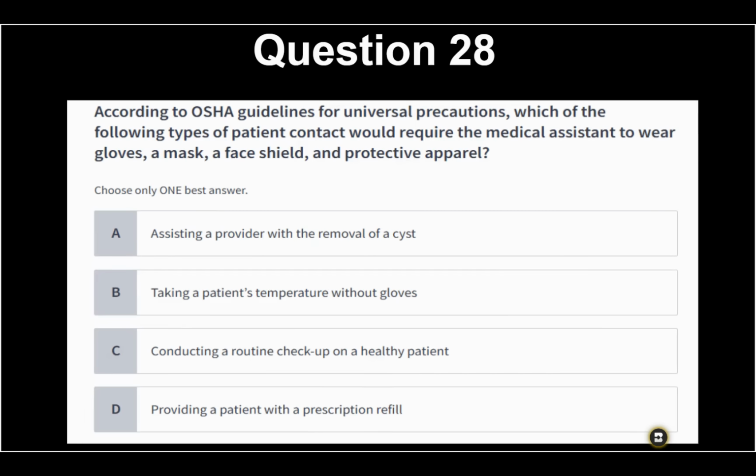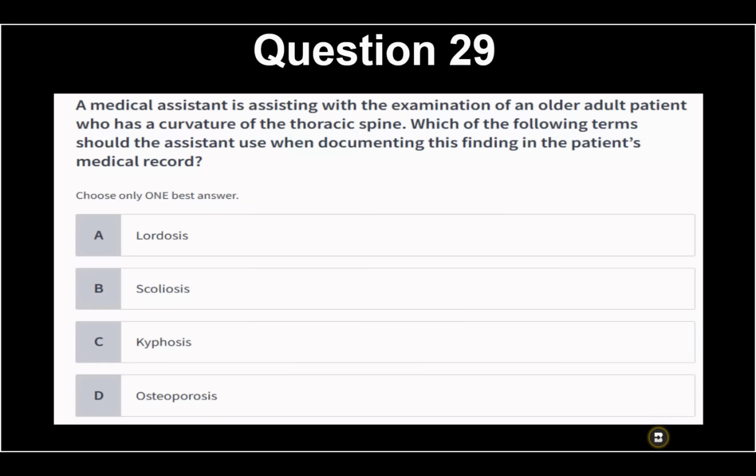Question 29. A medical assistant is assisting with the examination of an older adult patient who has a curvature of the thoracic spine. Which of the following terms should the assistant use when documenting this finding in the patient's medical record? A, lordosis, B, scoliosis, C, kyphosis, or D, osteoporosis? If you said C, kyphosis, you are correct.